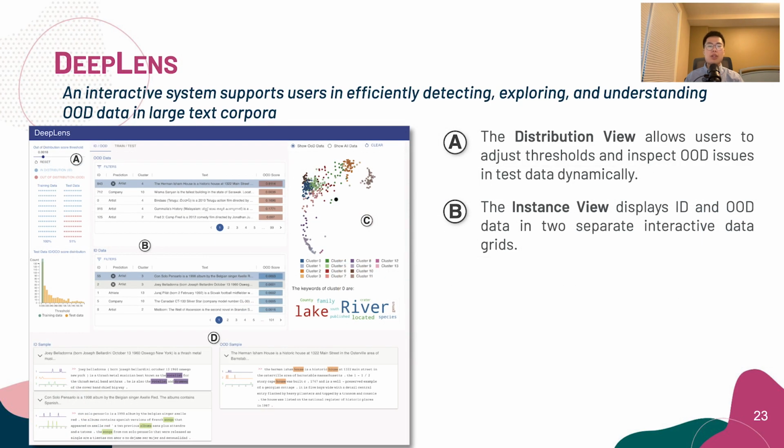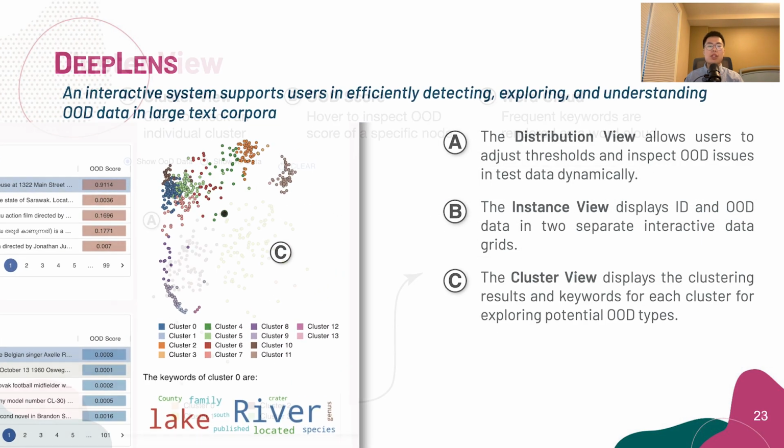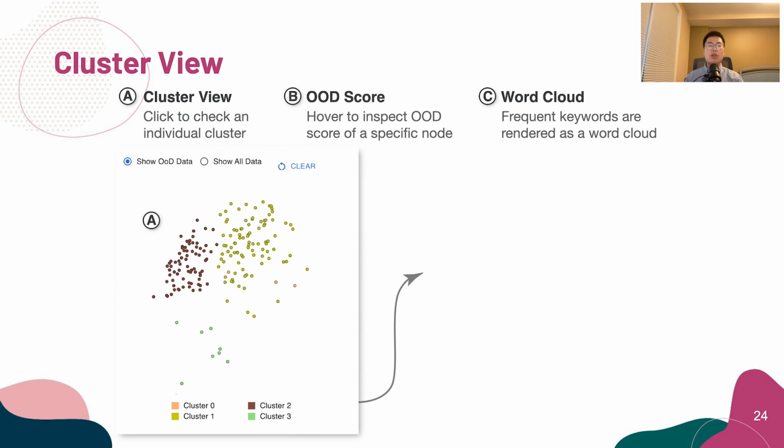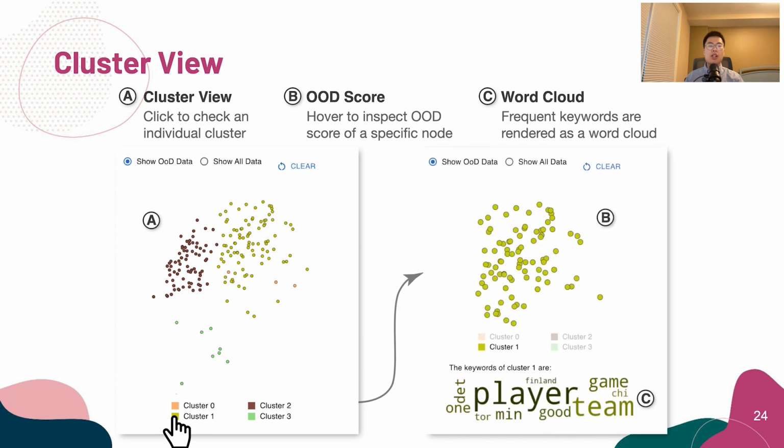The third view is the cluster view. In DeepLens, we leverage the embedding information to cluster the OOD data. This is to help users quickly find potential OOD topics. When users click on a specific cluster region, they can dive into this cluster. When hovering over a node, they can check the OOD score of a specific data point. They can also check the keywords that usually appear with this cluster by inspecting the word cloud.